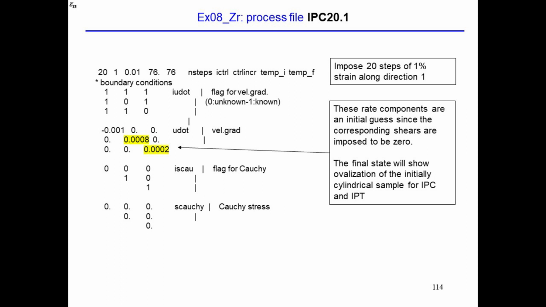These 2 numbers don't have much of a meaning because we don't know when we compress our sample how it is going to deform laterally. So you have to put something there so the code has something to get started, but they don't have any meaning because these 2 components are not imposed. As you can see, these are zeros. On the other hand, you do impose sigma 22 and sigma 33, and you impose them to be 0. So it's a compression. There is no stress laterally. As I say here, the final state, if you leave these components free, you allow for ovalization of your sample. If the sample wants to become oval instead of remaining cylindrical, it will become oval, and they do.